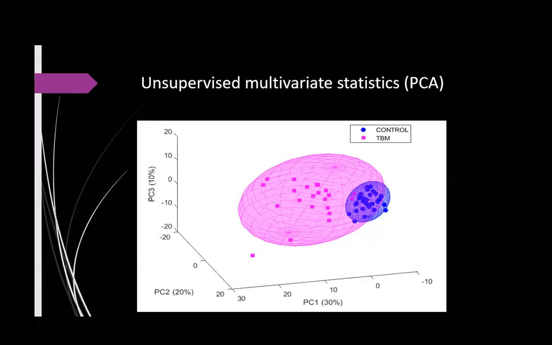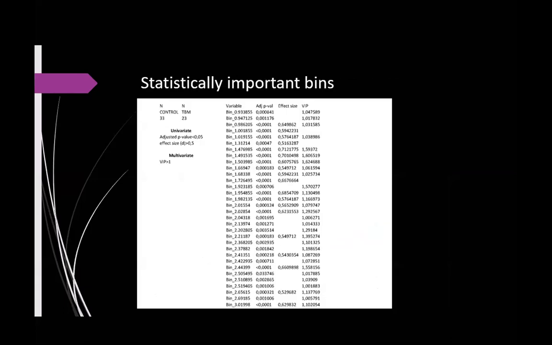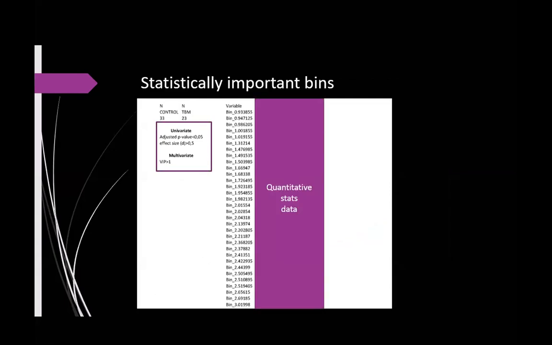The following steps that you do are customizable depending on how you approach the method. So I have here a table of all the quantitative stats data that we did for this project. We used univariate measures and multivariate measures. We have cutoff values. We compared 33 controls to 23 TBM cases. And we got this full table of wonderful numbers, more and more numbers. But I'm just going to minimize this and just say that's quantitative stats data. It's important, but for this webinar, let's just put that aside.